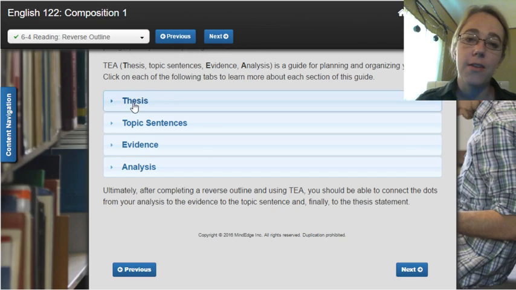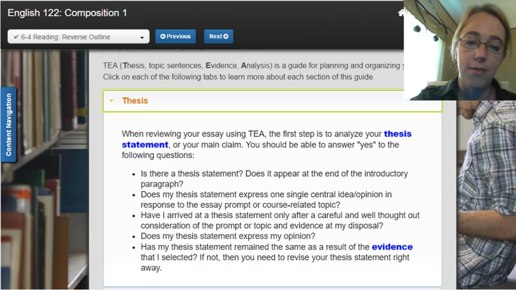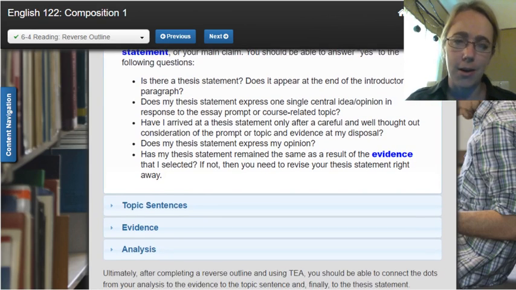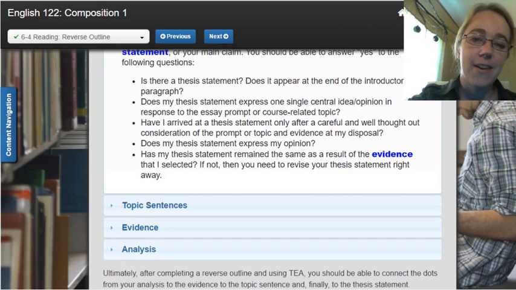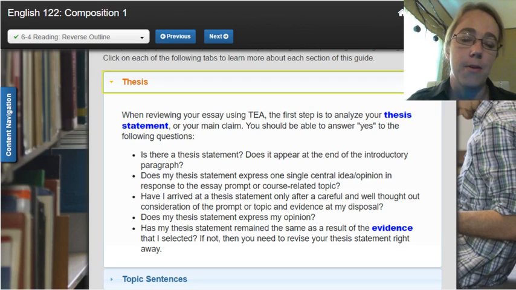Alright, the first part of the T acronym is thesis, and interestingly enough, the second part of the T acronym is topic sentence, so I kind of feel like it should be T, but we'll go with T. Alright, the thesis is an important part of your paper. It's essentially the backbone of your paper. It's a clearly formulated statement to indicate without question what your topic is.